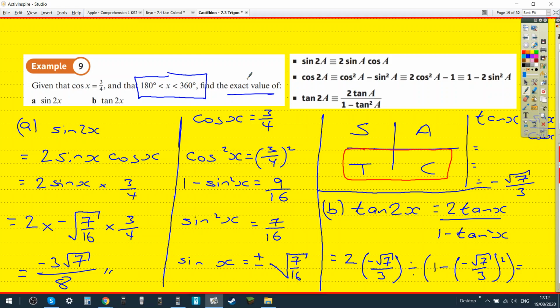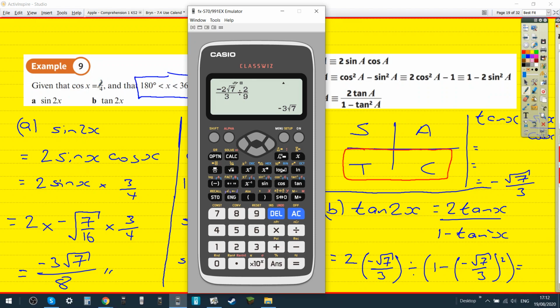If they just wanted an approximate value, you could just do arc cos 3 over 4 and then sine 2 times answer, and you'd get a long decimal. Let me give that a go. So sine of 2 times arc cos 3 over 4. Yeah, so we get a decimal, and my guess is minus 3 root 7 over 8.